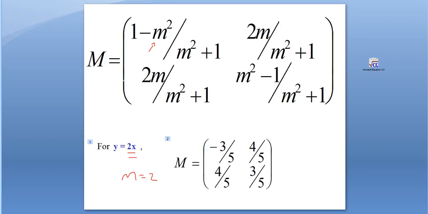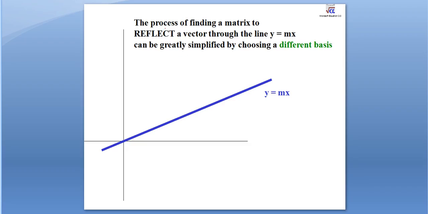Okay, so here you have a general matrix. Okay, so if it is through the line y equals 3x, you just replace the m here and you get your reflection matrix. Okay, very quickly I want to show you a process to find a matrix to reflect a vector through the line y equals mx.